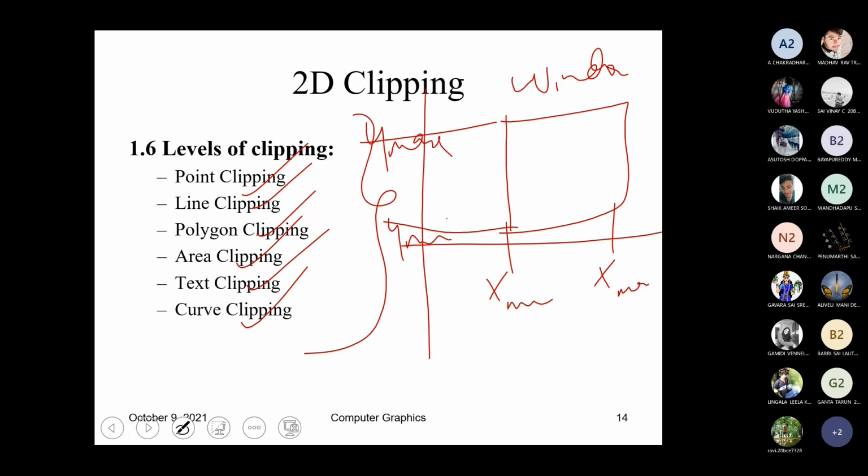So suppose for point clipping I have a point here. What will happen? If it is inside the window, it will not be clipped.